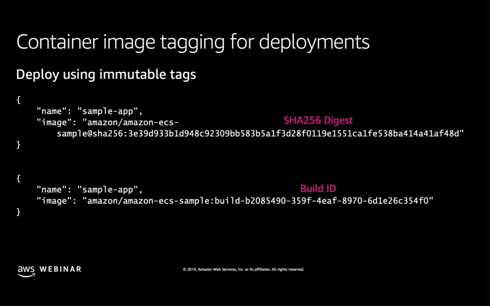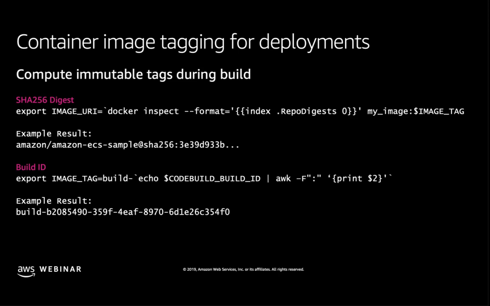And two options for that are the SHA-256 digest of the container image, or the build ID that you get in CodeBuild. And so you get either of those. The SHA-256 digest you can get from a Docker inspect command, as shown here, and the build ID you can get off of an environment variable that's automatically set in your CodeBuild environment called CODEBUILD_BUILD_ID.